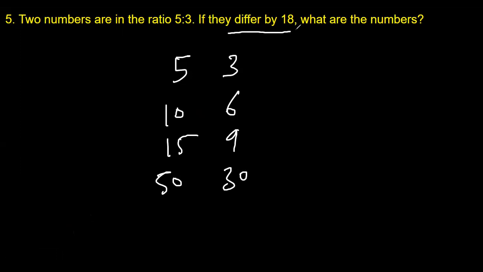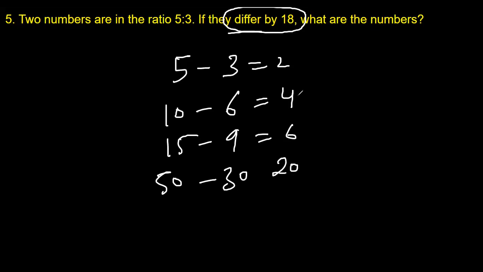But they're saying they differ by 18. So their difference should be 18. In this case, you see the difference is 2. In this case, the difference is 4. In this case, the difference is 6. In this case, the difference is 20. You can actually figure out that this difference is more than needed. What if I take slightly less than this? It was 50 and 30. If I take instead 5 times 9, 45, and 3 times 9, 27.